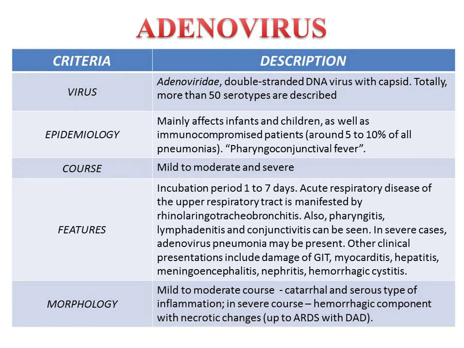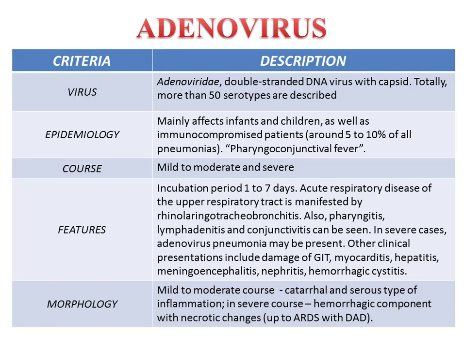In severe cases, adenovirus pneumonia may be present, or quite often other clinical presentations may include damage of the GIT, the heart with myocarditis, the liver, the brain and the meninges, the kidneys, and so on. So there are a lot of systemic or extra-respiratory manifestations of adenoviral infection.